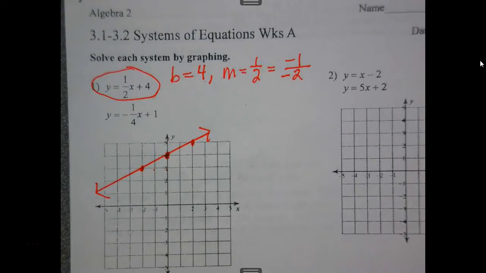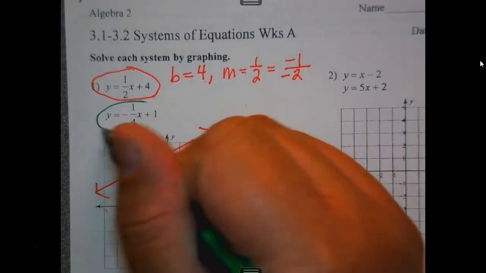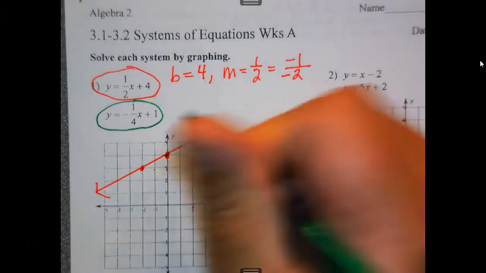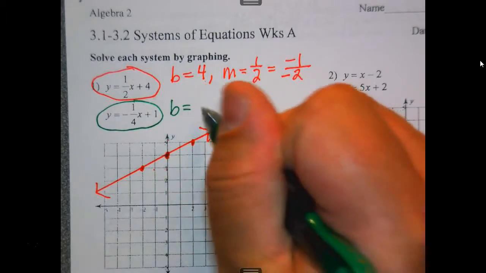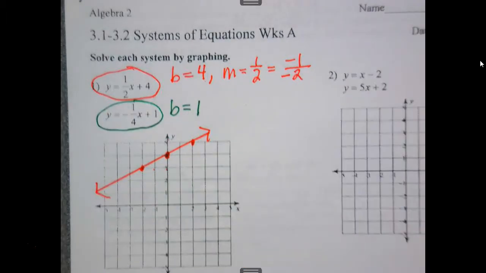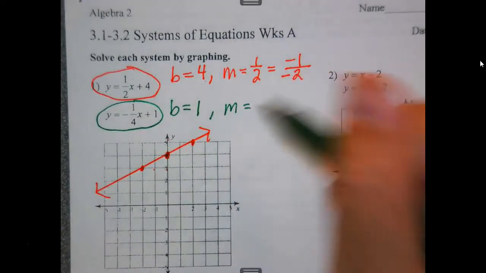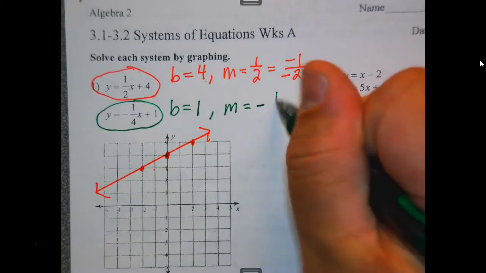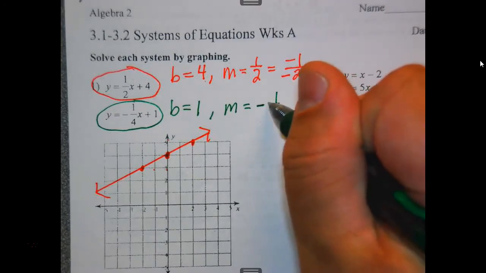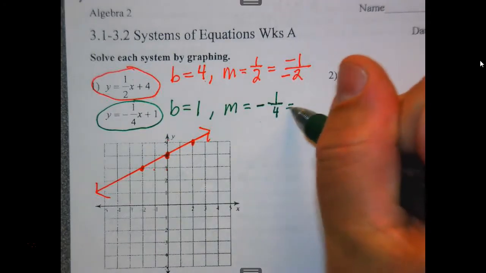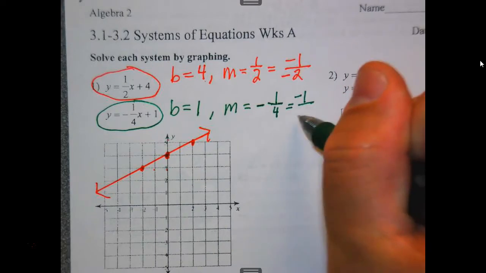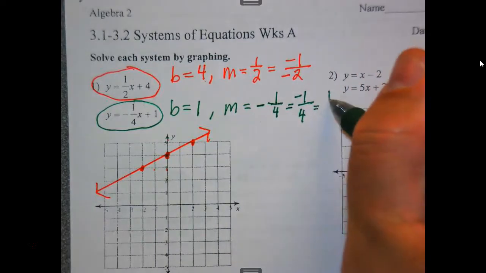All right, second one. Okay, my b is 1. My slope is, now this time I had the negative out in front of the fraction. I could put that negative with the numerator, or I can put it with the denominator.